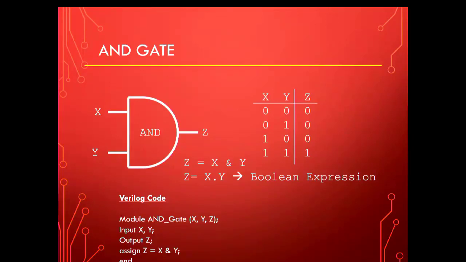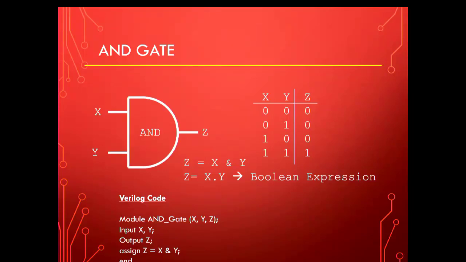Moving on to the AND gate. Again, you've got two inputs, wires X and Y, and the output is Z. For the AND gate, we know the logic, the way it works: when both the inputs are high, the output is going to be high. So when both inputs are high, output is high. For the rest of the other combinations, it is 0.